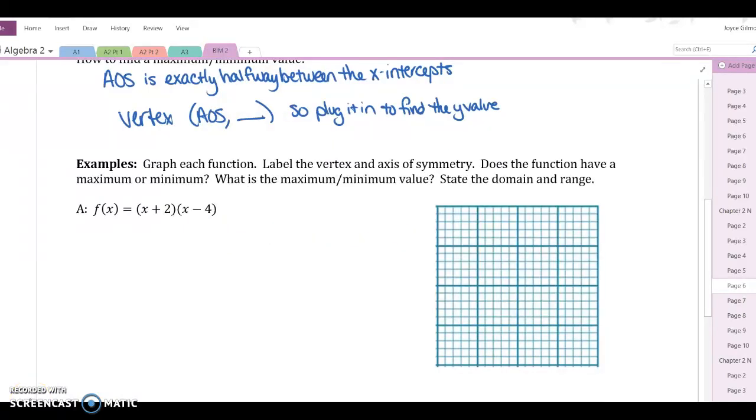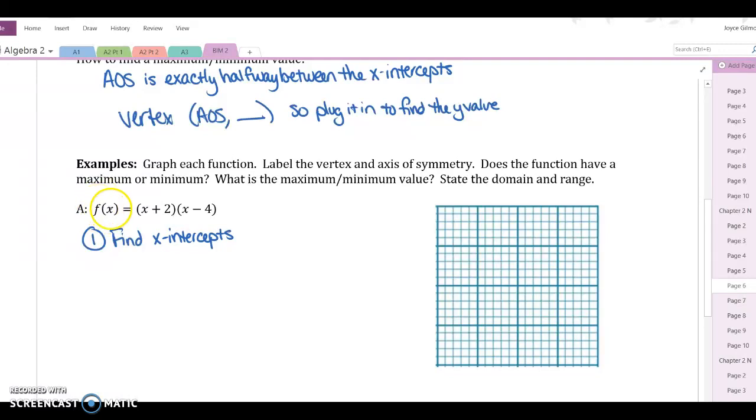I would strongly recommend that you write down step-by-step instructions so that if you're looking at your notes later and wonder, wait, why did we do that? You'll know what we did. The first step is going to be identify or find your x-intercepts. One way is to think about the zero product property.